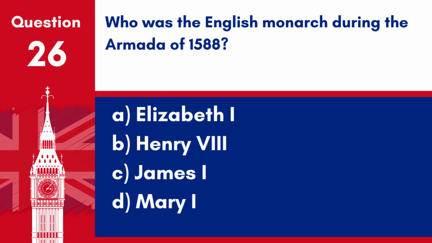Question 26. Who was the English monarch during the Armada of 1588? A. Elizabeth I. B. Henry VIII. C. James I. D. Mary I. Answer A. Elizabeth I. Queen Elizabeth I was the monarch during the Spanish Armada's attempted invasion in 1588.